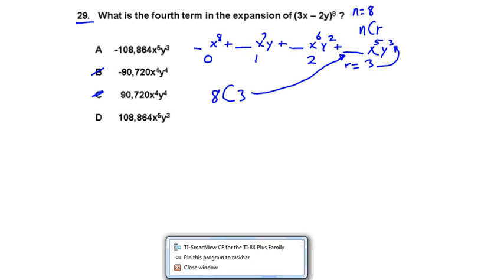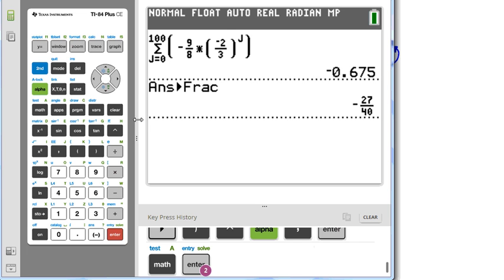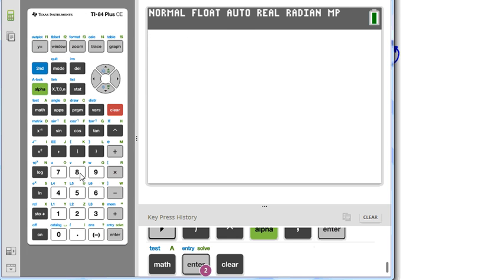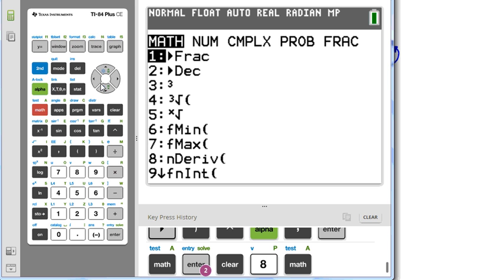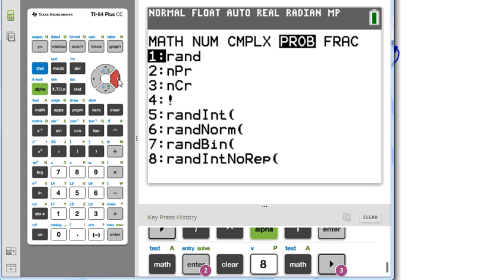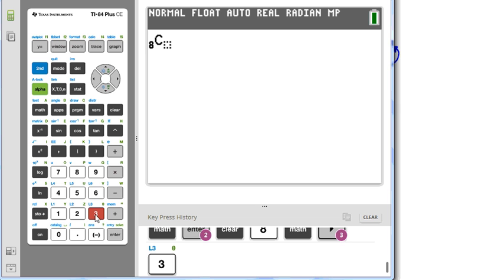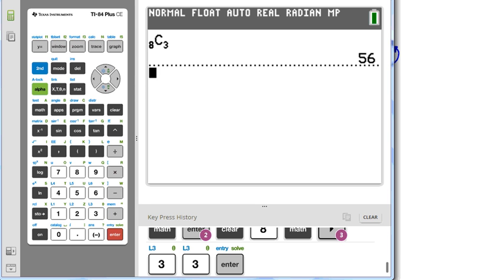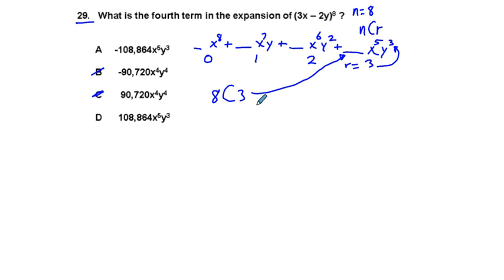nCr, we're going to put 8. And to get to nCr, we go to Math, to the right, to the probability menu, and we go to 3, nCr. And we're going to choose 3. 8 choose 3, we get 56. So 8 choose 3 is equal to 56.